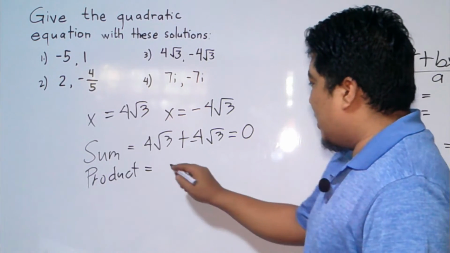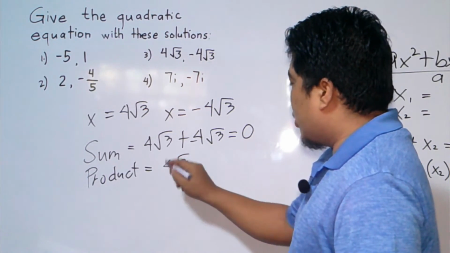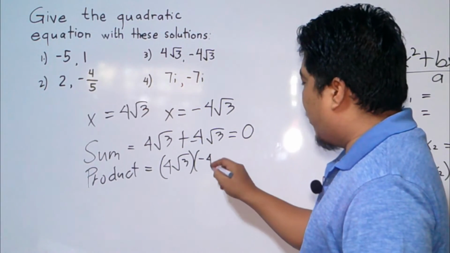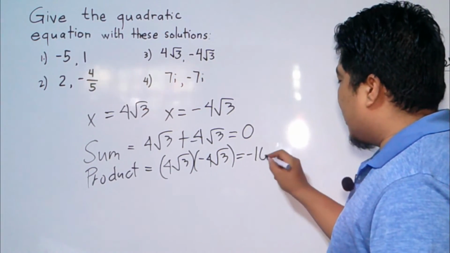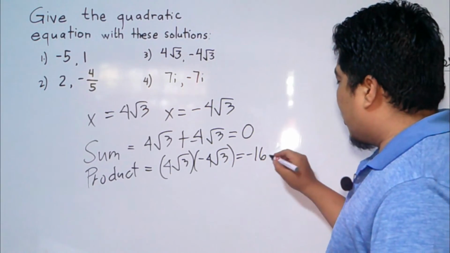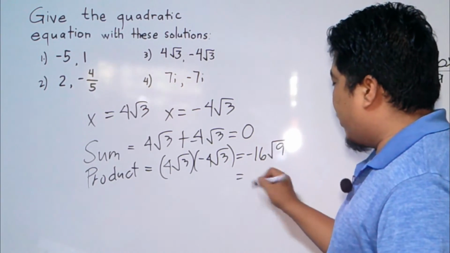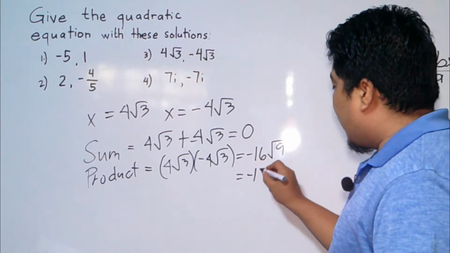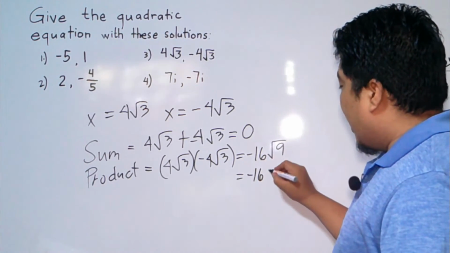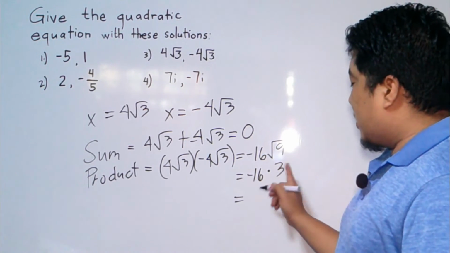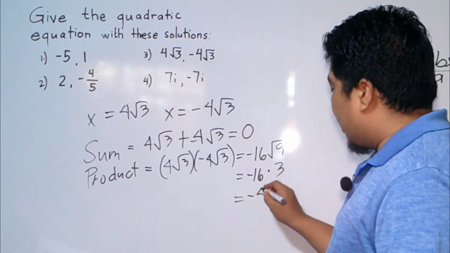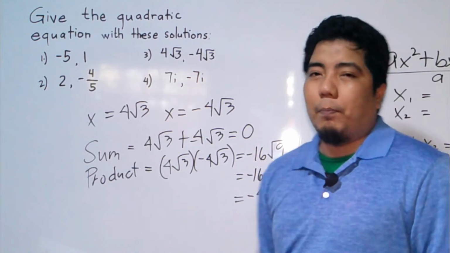Okay, next we multiply 4 square root of 3 times negative 4 square root of 3. That is 4 times negative 4, that will give us negative 16. Square root of 3 times square root of 3, that is square root of 9. However, this can be simplified. That will give us negative 16 times 3. And if we multiply negative 16 and 3, we will have negative 48 as our product.